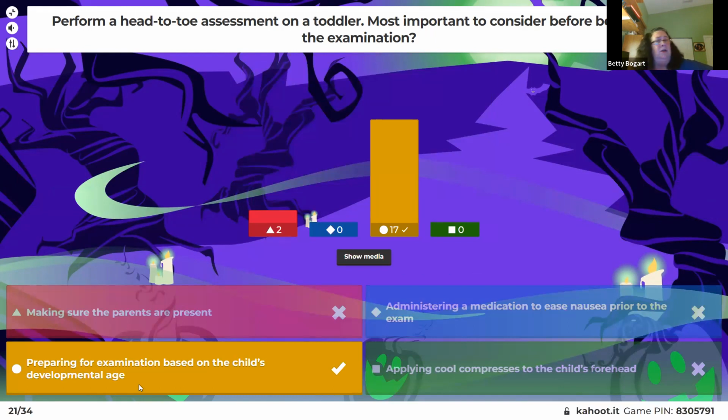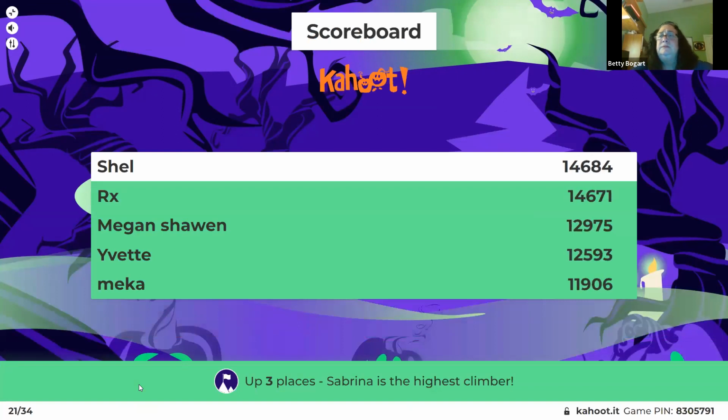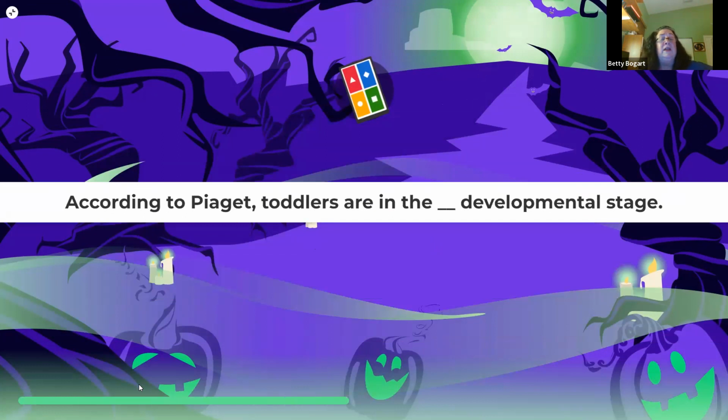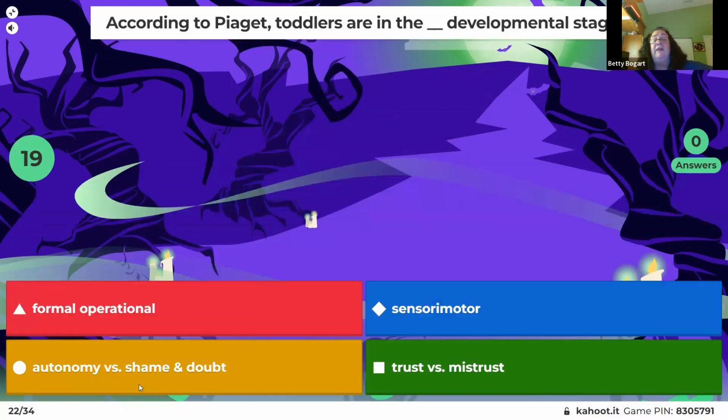And remember, you're not just going to walk in and start touching them. You're going to break the ice first. Then you're going to go on their developmental level and you're going to let them touch and feel whatever toys they want to feel. And this is your blood pressure cuff. This is your stethoscope. Let them touch and feel it. Let them take your temperature. Why not?